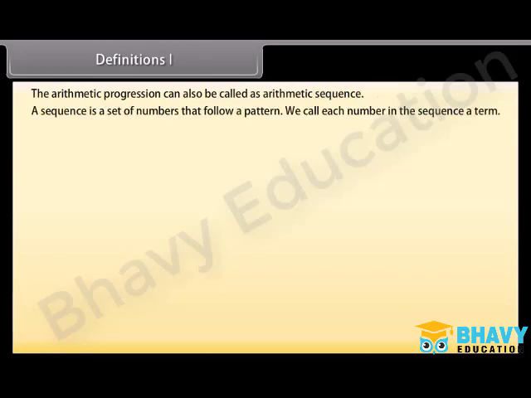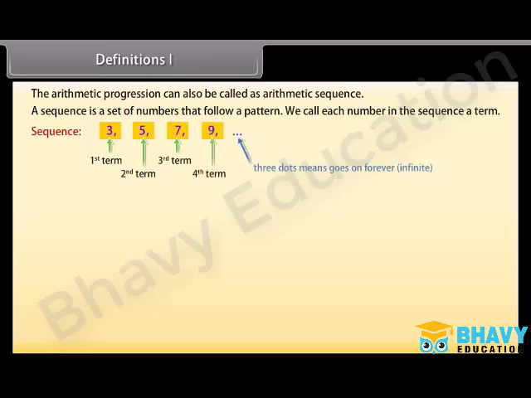A sequence is a set of numbers that follow a pattern. We call each number in the sequence a term. Look at this example of a sequence. This is the first term. This is the second. This is the third, and so on.